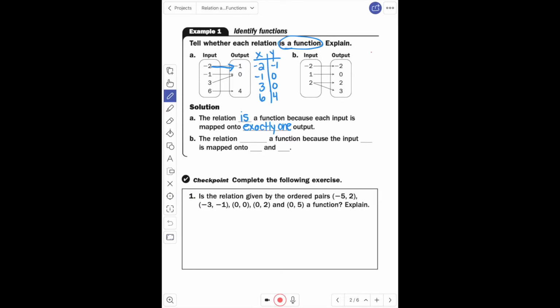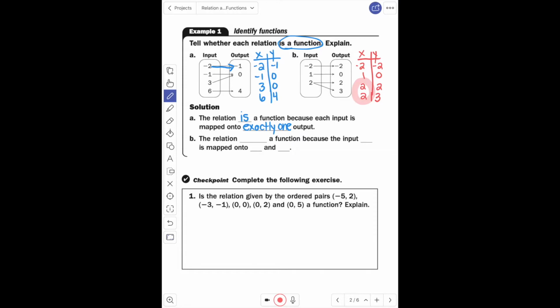All right, let's look at the next map. So I have -2 is going to map to -2. I have 1 to 0. I have 2 to 2, but 2 also maps to 3. Now, since I have two 2's, this is where this is going to change, and this is not going to be a function. This is a relationship because I have an x to a y, but it is not a special type of relationship because I have repeating x values.